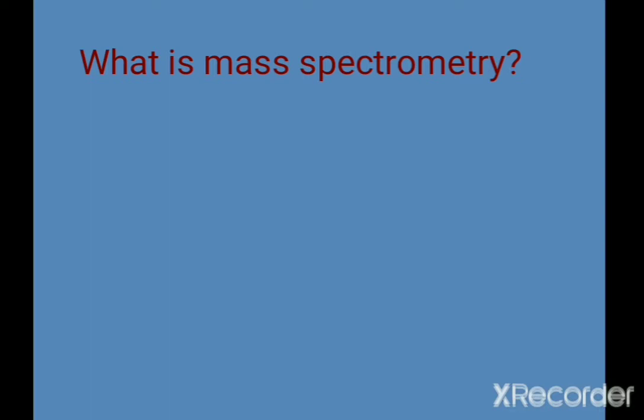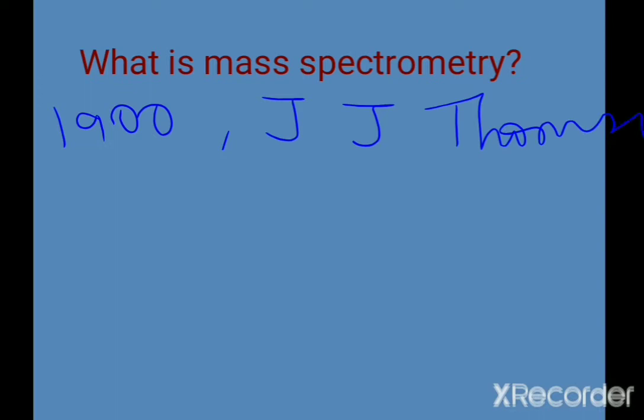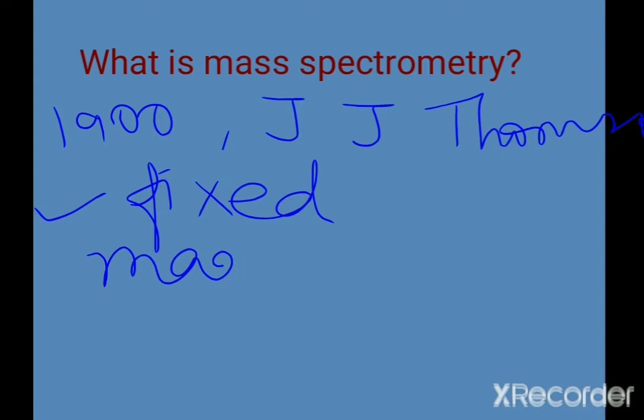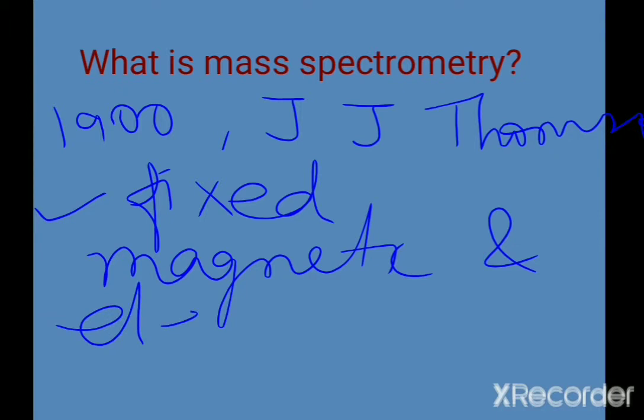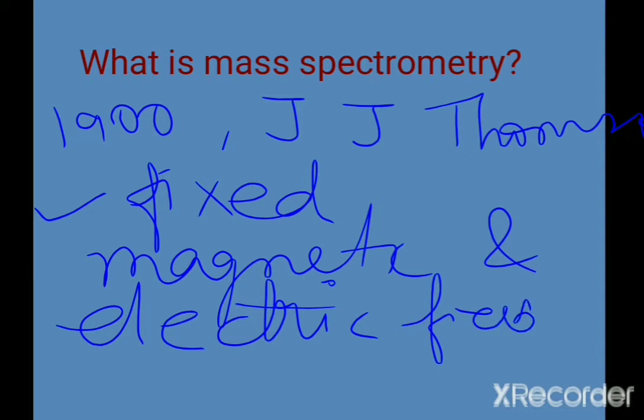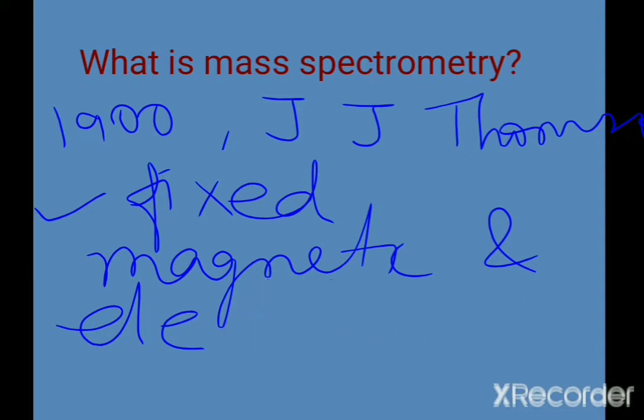In 1900, J.J. Thomson, for the first time, introduced this technique which employs fixed magnetic as well as electric fields, and using these fixed electric and magnetic fields, the ions were separated on the basis of mass and energy.